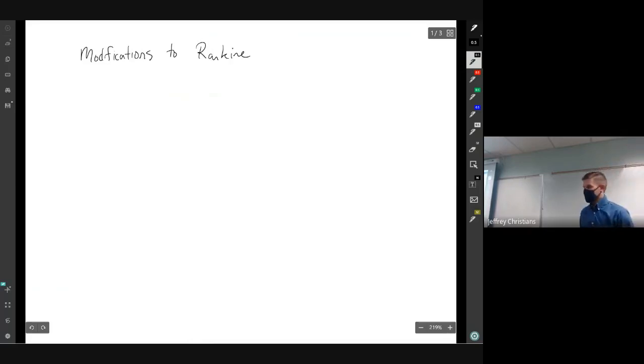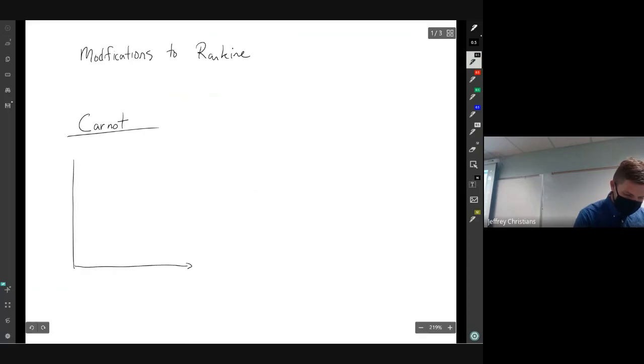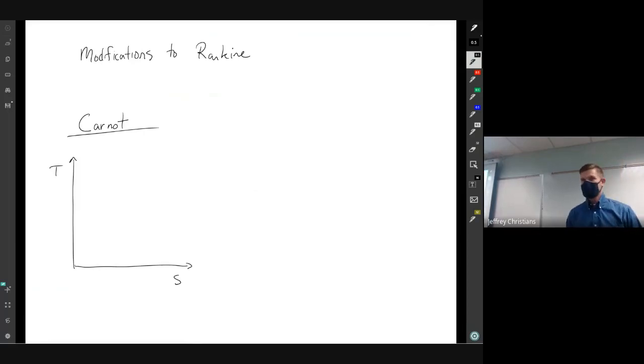So I think the easiest way to visualize what we're going for when we're modifying the Rankine cycle is to look at the temperature entropy diagram. And that's why we've drawn these a lot lately. Over here on one side, we have Carnot. Temperature entropy. Carnot is the best. It's the best possible, and it looks like this.